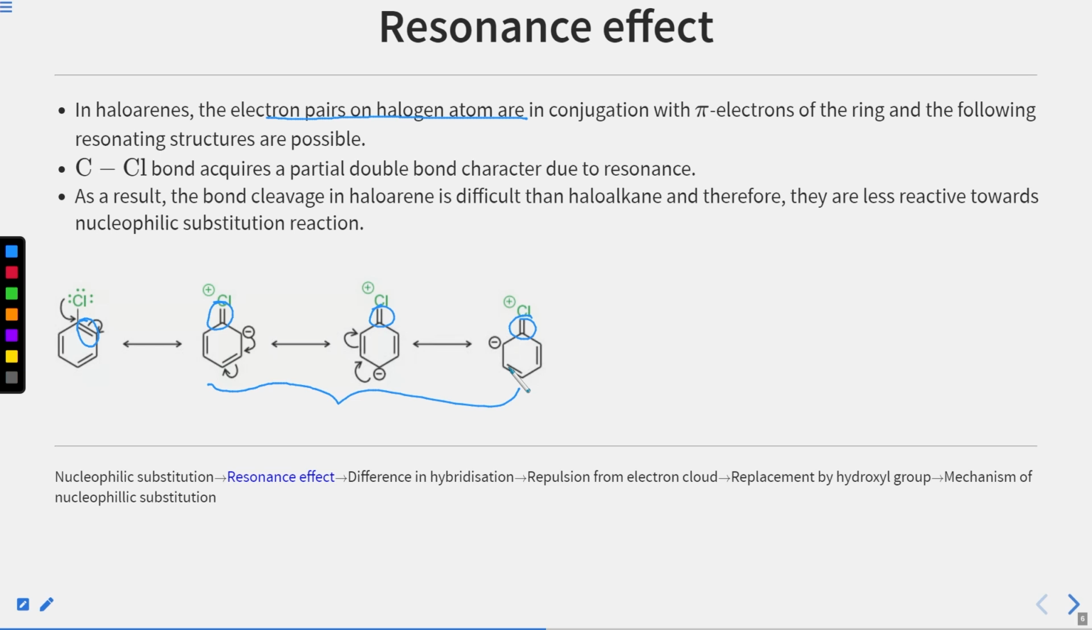Now due to this reason, they do not undergo nucleophilic substitution reaction. So this is one of the reasons, that is the resonance effect. It is written here also very clearly that bond cleavage in haloarene is more difficult than in haloalkane, and therefore they are less reactive towards nucleophilic substitution. The reason is the C-Cl bond acquires a partial double bond character due to resonance. After resonance, this lone pair is moving here, and this pi bond is moving onto this carbon, due to which we see a double bond character here. Similarly, in all of these three, we have a double bond character. So this is the first reason, that is the resonance effect.